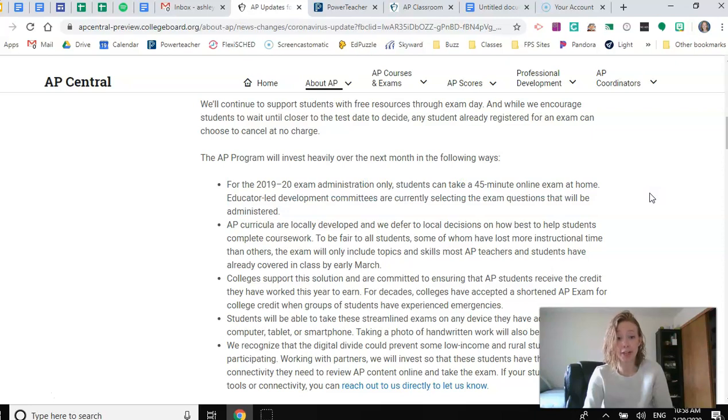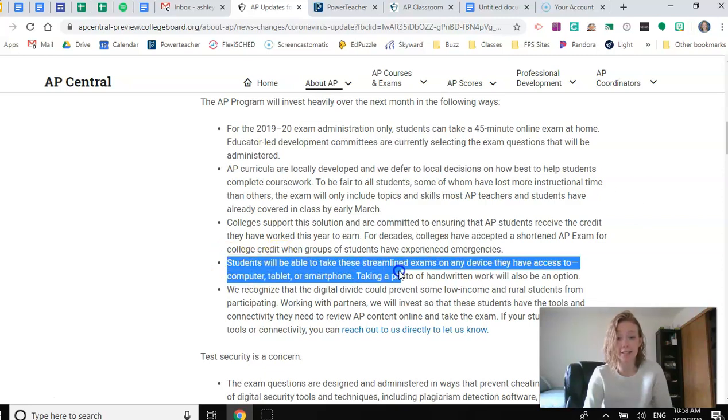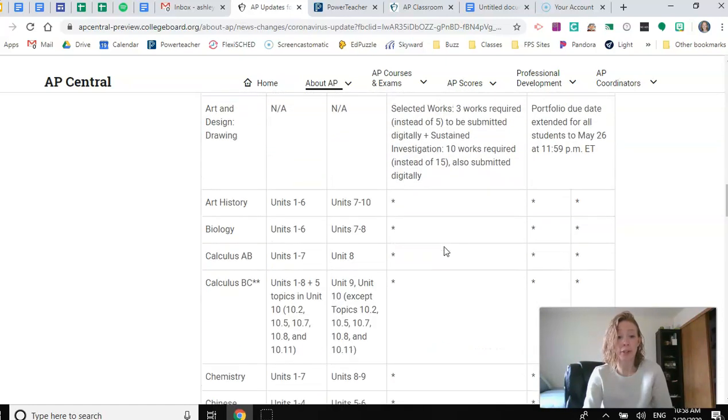They still have no criteria about what that is going to look like, but that highly impacts what you guys will be doing. It will be an apparently streamlined exam that you could do on any device, and there will be an option to do handwritten and uploaded photos, similar to what you guys did for the cladograms. And then if I scroll down, they have put together this table that will mention exactly what question type. So again, I don't really know what it's going to mean for biology. Whether or not 45 minutes will include only multiple choice or also include FRQ questions, I'm not really sure.